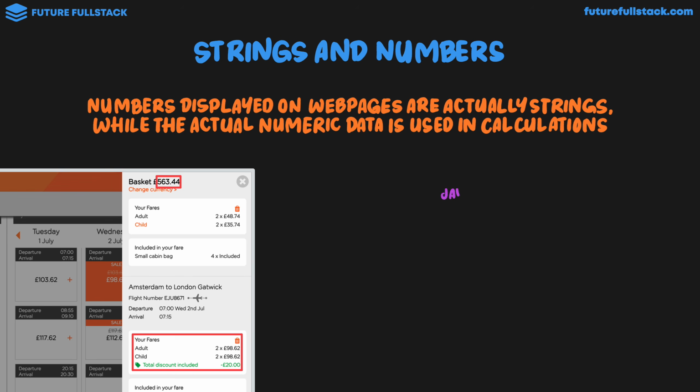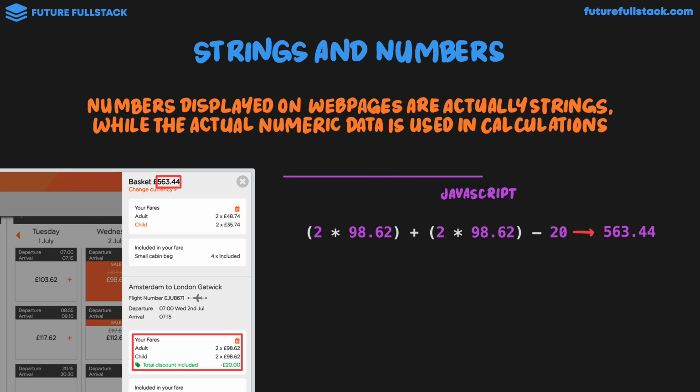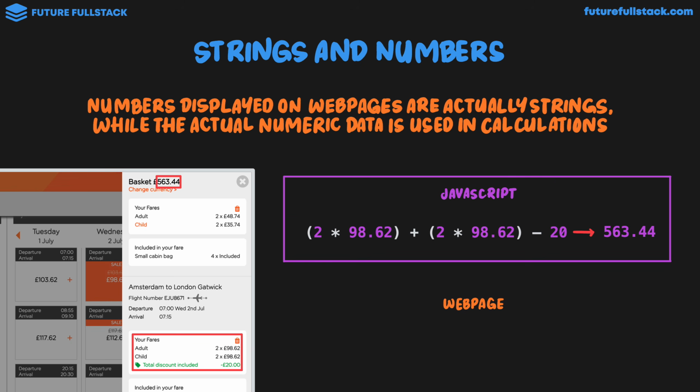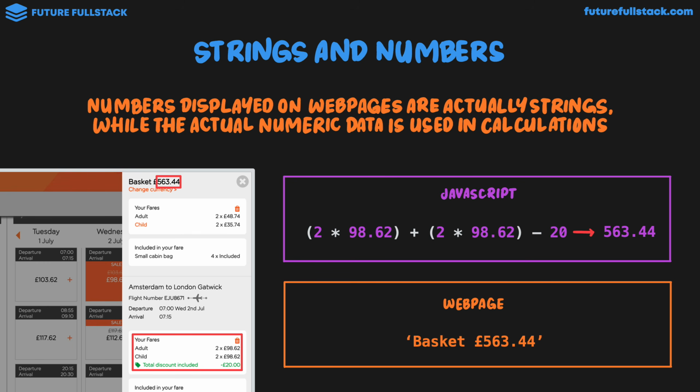Now these numbers in JavaScript that are used in our script and processed in the JavaScript engine are the number primitive value. So we can perform a calculation like this, in terms of calculating the final basket fare, which is 563.44. So numbers are used inside our script and processed inside the JavaScript engine for the purpose of calculations. Now on a web page, what's actually appearing here is a string. That is, basket 563.44 pounds. Now this point is subtle, but it's important.